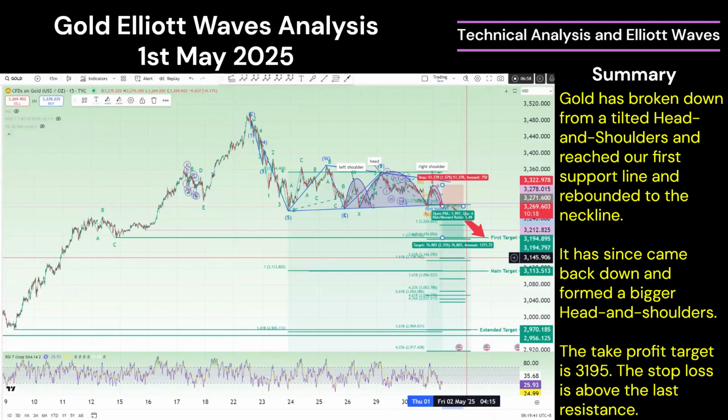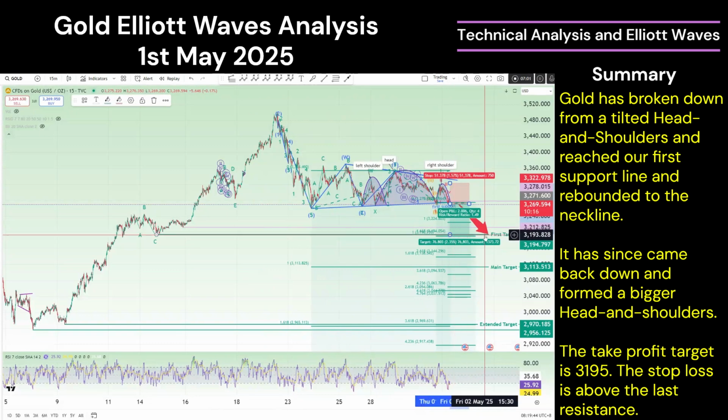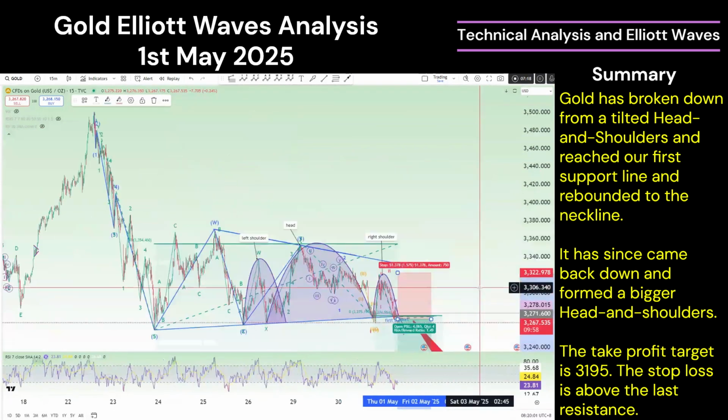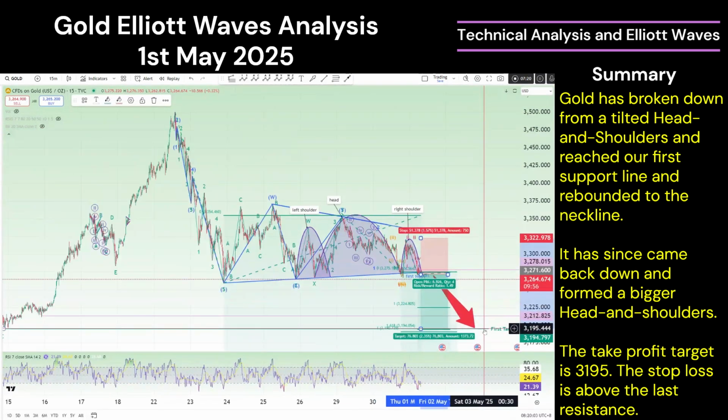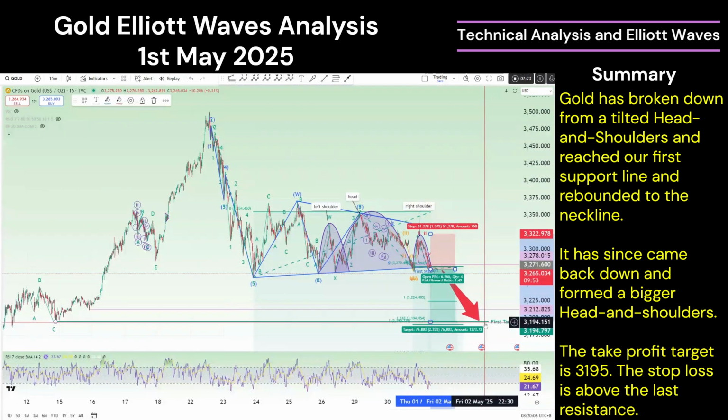Right. So I might as well go through the second target. You see that there's a main target here. This is actually based on Fibonacci on the Elliott wave count, right? And then there is the extended target, which is 2964. Right, this is similarly on wave one of the Elliott wave. So yeah, but for now, let's focus just on this first target. When we reach here, then we will see how the wave unfolds. So I would say 3195 or 3200, right, as a round number.